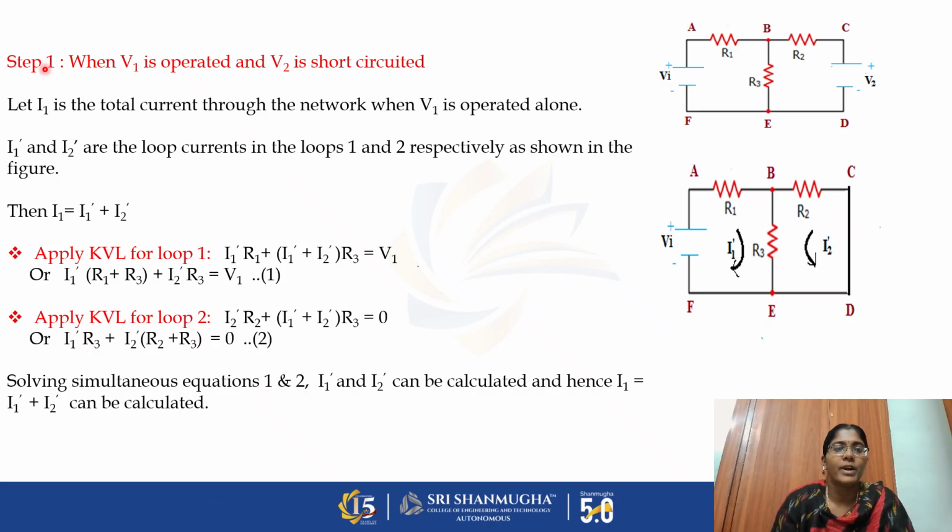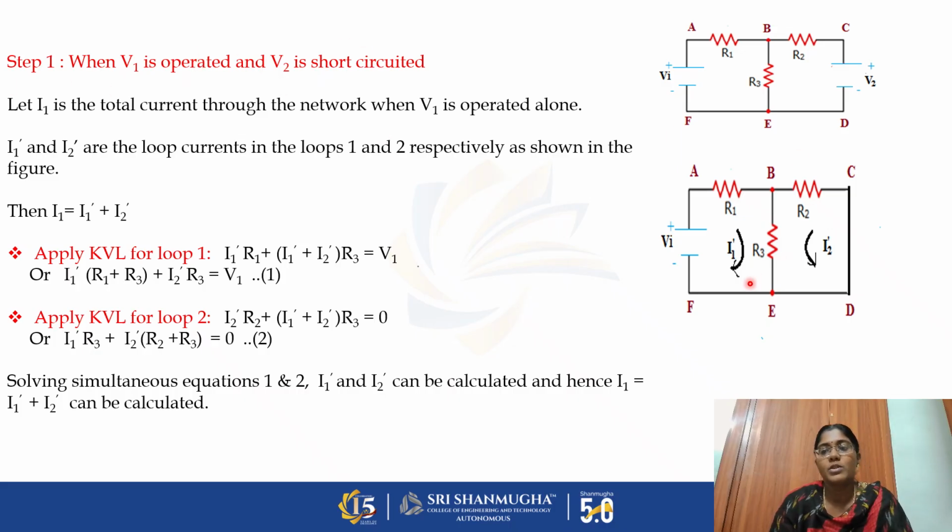So what is our step one? We have to keep only one source active and another source inactive. Here, look at the circuit. We have two sources V1 and V2. So while making the source V1 active, I have to make V2 inactive. How can I make V2 inactive? By removing the voltage source V2, and you have to short circuit the terminal CD. So when V1 is operated, V2 is short circuited.